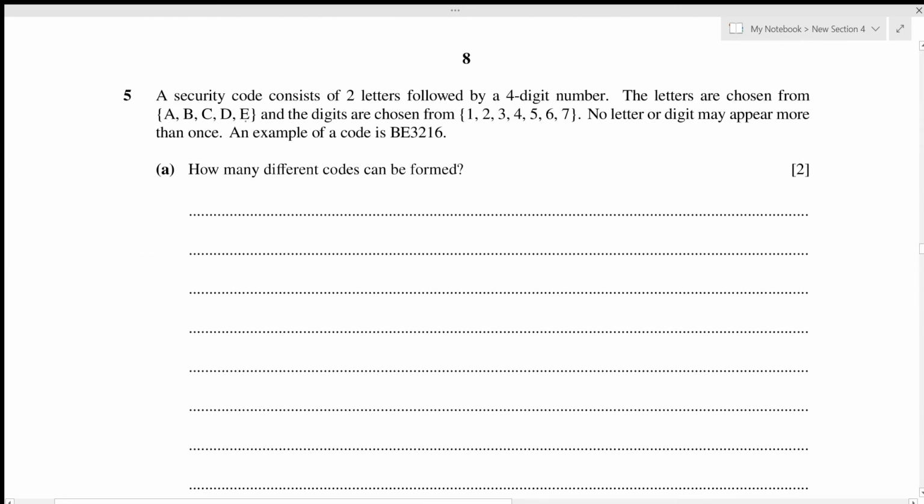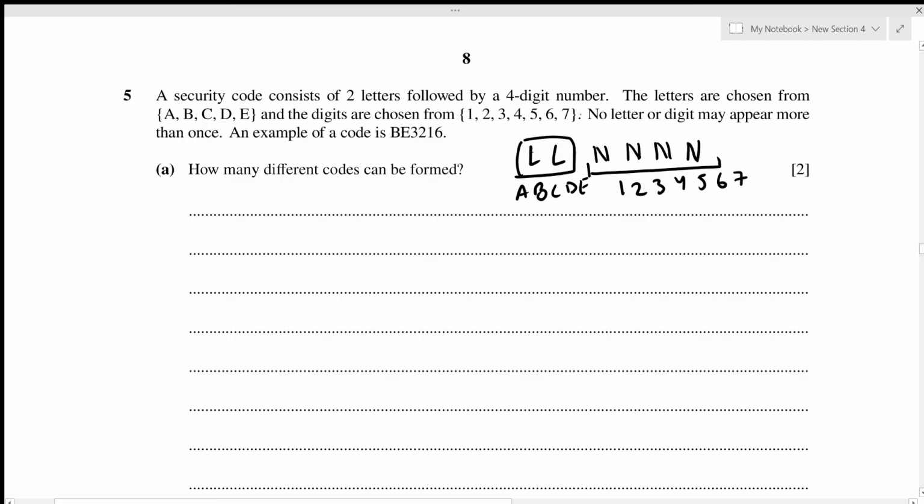A security code consists of 2 letters followed by a 4-digit number. So we're looking at 2 letters and then 4 numbers. And the letters are chosen from A, B, C, D, E. To choose these 2 letters, we have the option of A, B, C, D, and E. And in order to choose these 4 numbers, we have the option 1, 2, 3, 4, 5, 6, and 7. Alright, no letter or digit may appear more than once, so we cannot repeat the letters or the digits. An example of a code is BE3216.